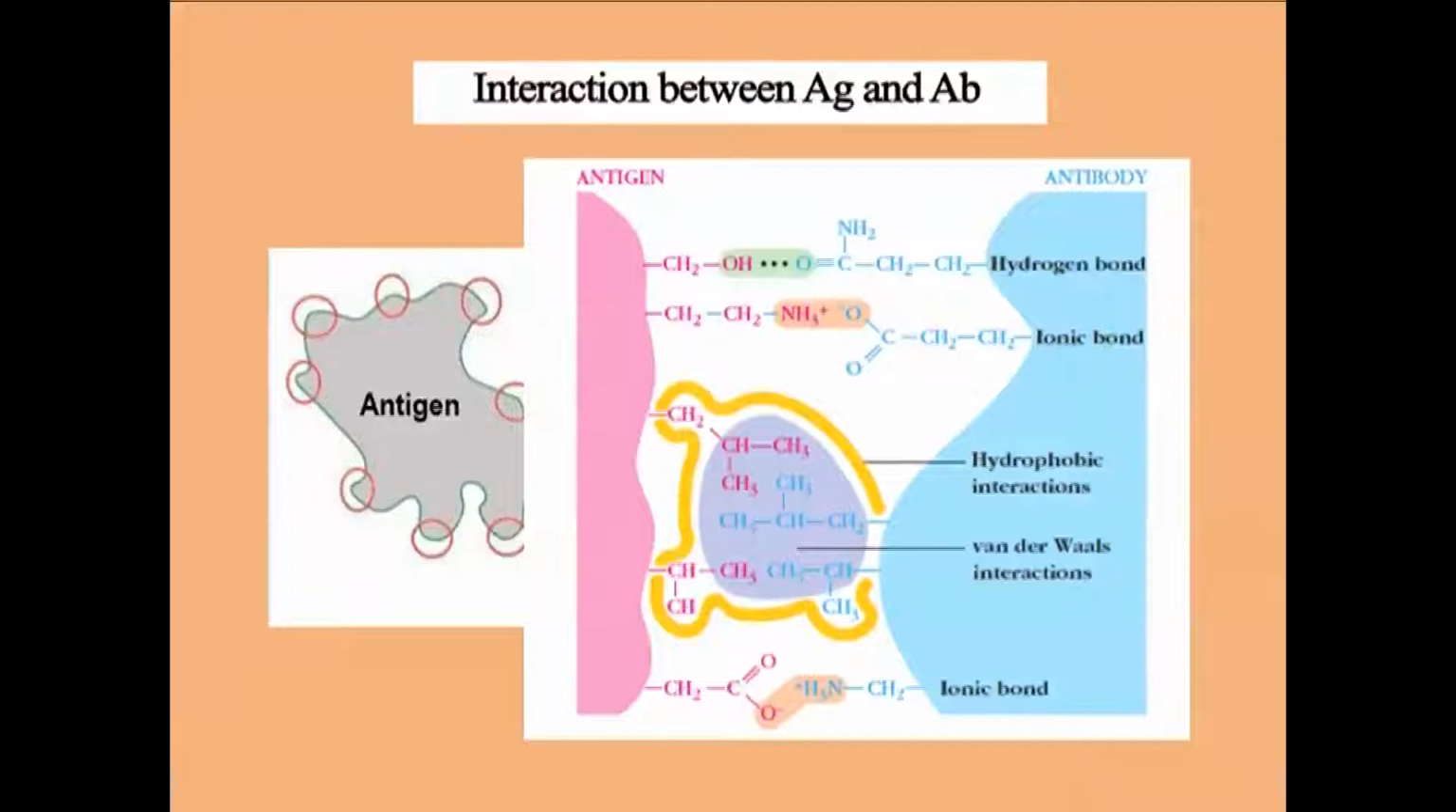So, a number of non-covalent interactions take place between the antigenic determinant and the antigen binding site present on the immunoglobulin. And the greater the number of non-covalent interactions between these 2 sites, the greater the affinity of the antibody towards that antigen. So, antigen-antibody affinity can be measured by measuring the number of bonds present between them and measuring the intensity of the bonds.